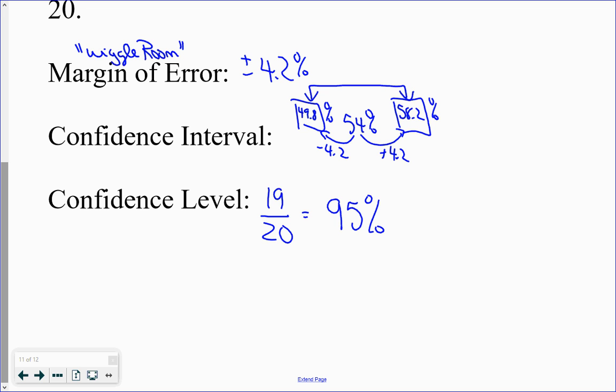Now, it's not every time, right? Because it's data. Data can change based on people's opinions. Okay, so but 95% confident that you're expecting between 49.8 and 58.2% of the people to recommend that brand of toothpaste or to buy that brand of toothpaste. Okay, so you just need to be familiar with what those 3 words mean and then what that information means once you have calculated it.